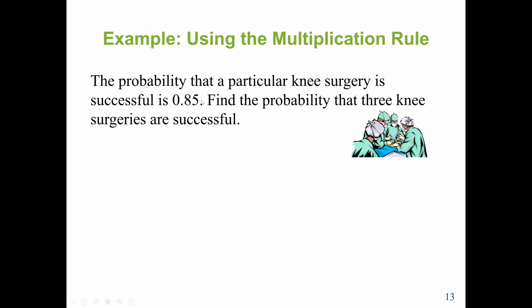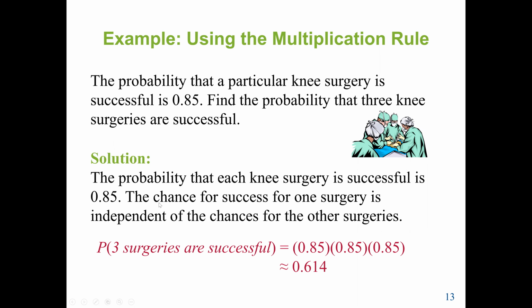The next example says the probability that a particular nail surgery is successful is 0.85. Find the probability that 3 nail surgeries are successful. So what's the solution? The probability that each nail surgery is successful is 0.85, and the chance of success for one surgery is independent of the chances for the other surgeries. So this means the probability that all 3 surgeries are successful will be 0.85 times 0.85 times 0.85, which gives us 0.614.